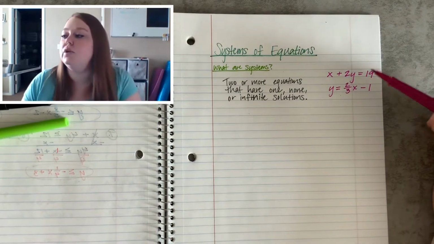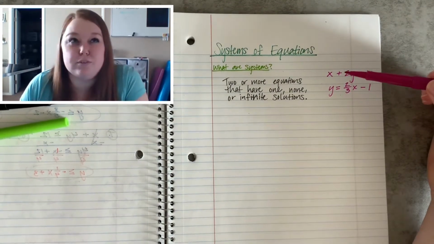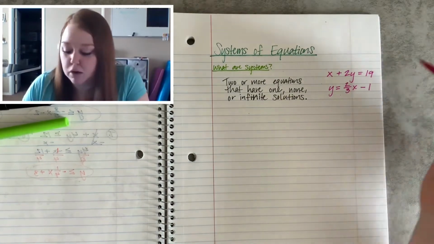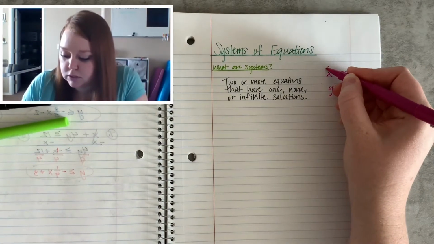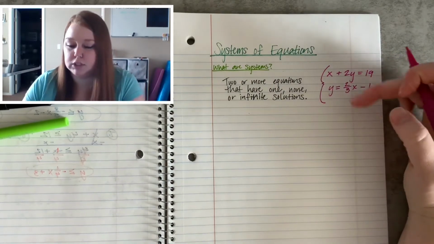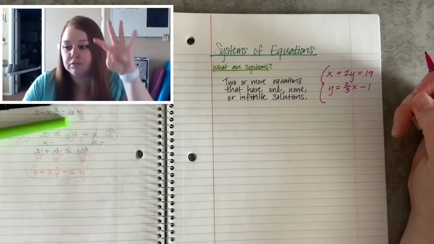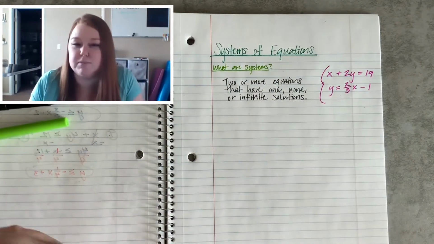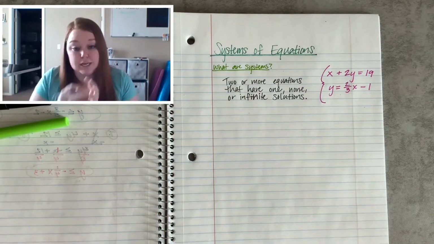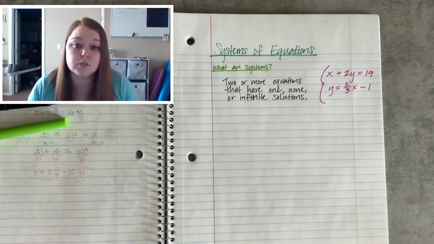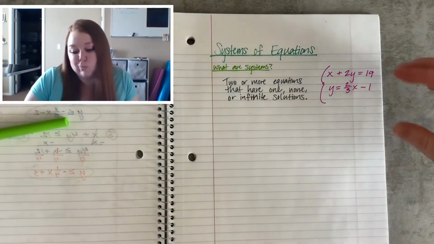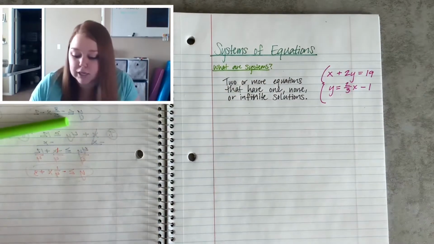But how we know they're in a system is it would either tell you, like, in this system of equations, blah, blah, blah. Or it has this little grouping symbol around it, a curly brace, it's called. If they're grouped together like that, that immediately tells you that those two equations are working together in a system of equations. Okay. So that's what it looks like.